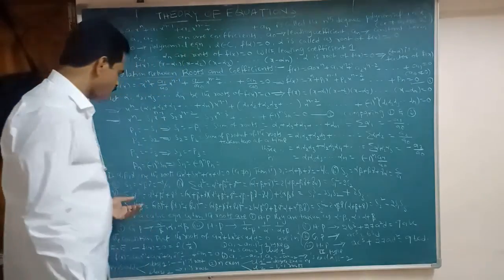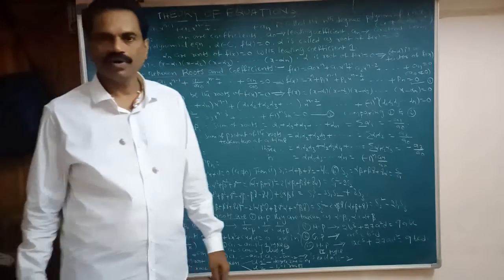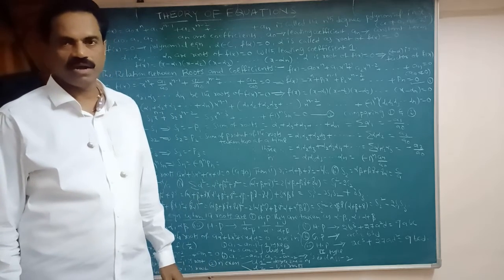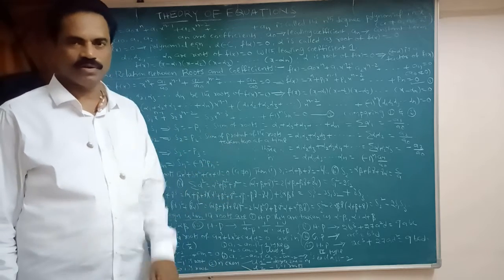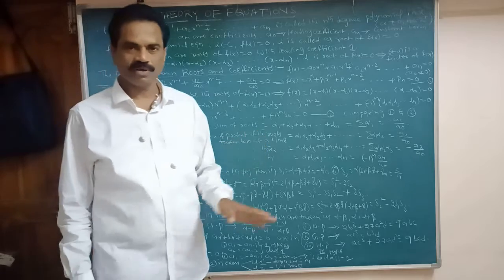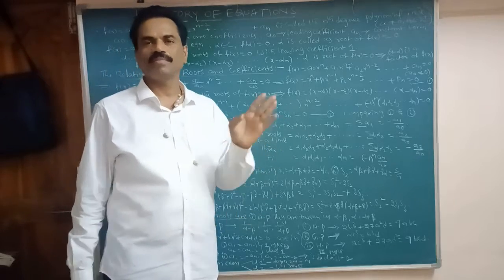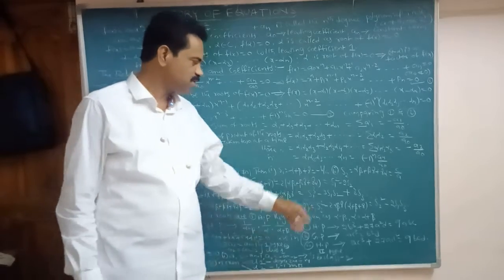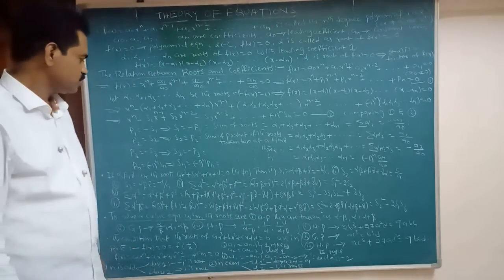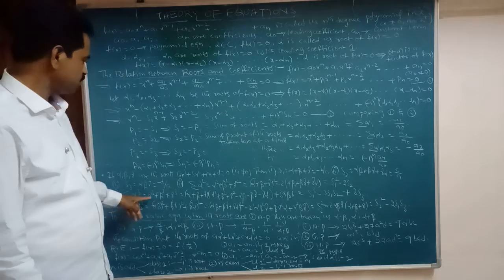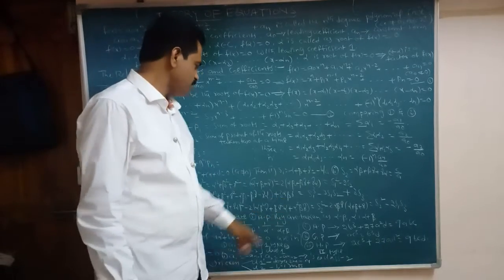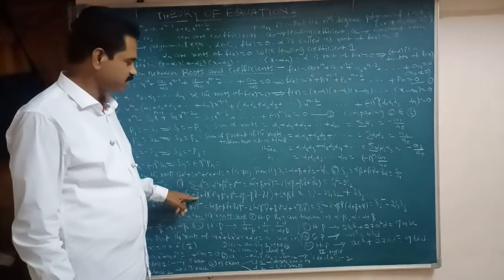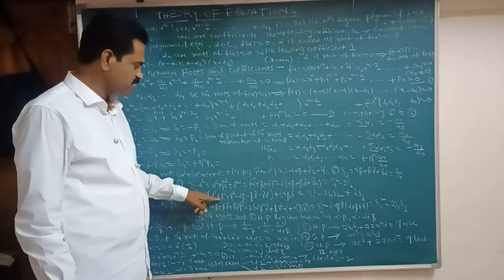So here next, alpha cube. It is alpha cube plus beta cube plus gamma cube. So that equal to, we can write here, alpha plus beta plus gamma into alpha square plus beta square plus gamma square minus alpha beta minus beta gamma minus gamma alpha, plus 3 alpha beta gamma. See here, alpha plus beta plus gamma, directly we know that is S1. Here alpha square plus beta square plus gamma square.